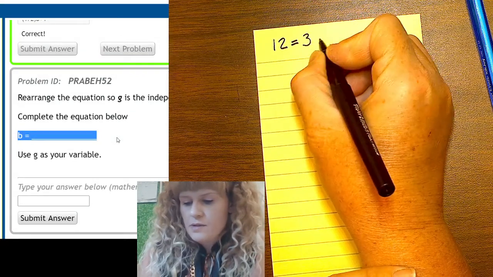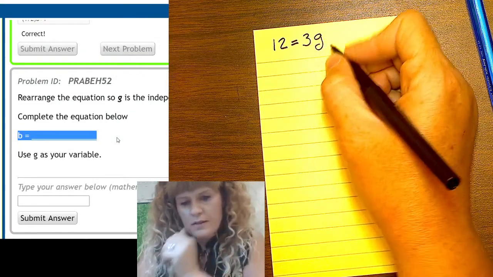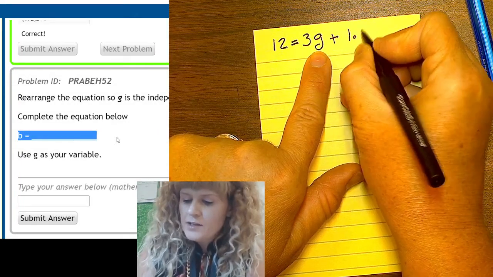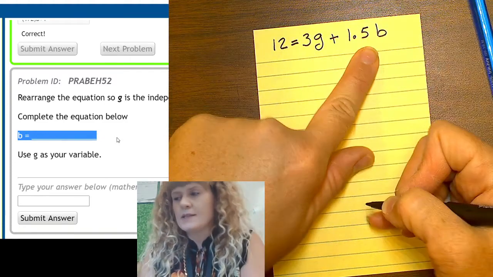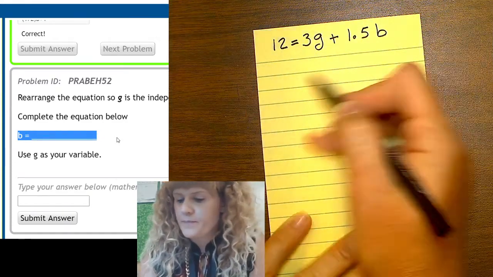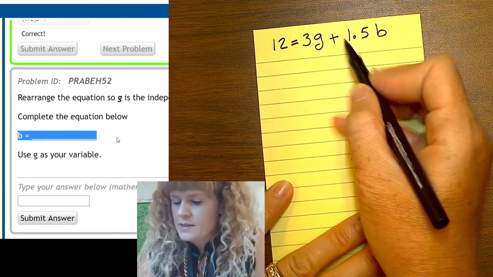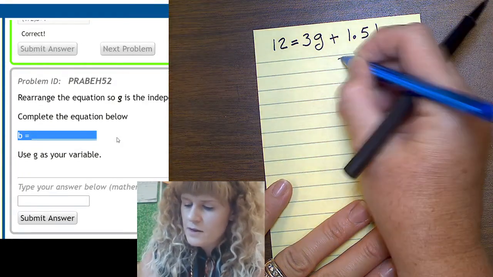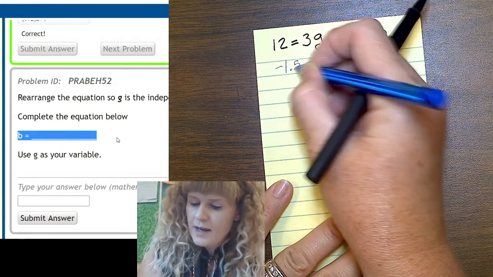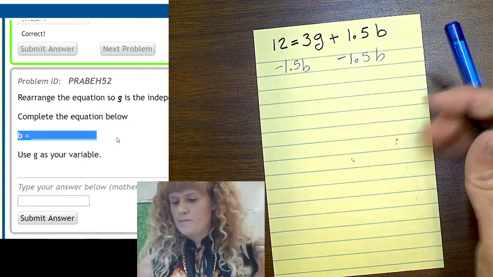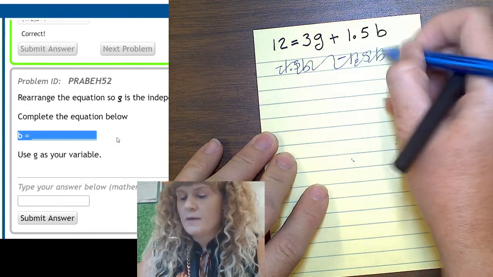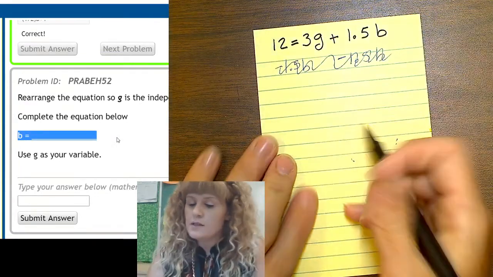$12 equals $3 times the number of pounds of guava plus $1.50 times the pounds of bananas. Now rearrange this to show b equals. Okay, let's do it. I'm going to subtract 1.5b from both sides so that... you know what, I'm going to do it a different, even easier way, because it's much easier.